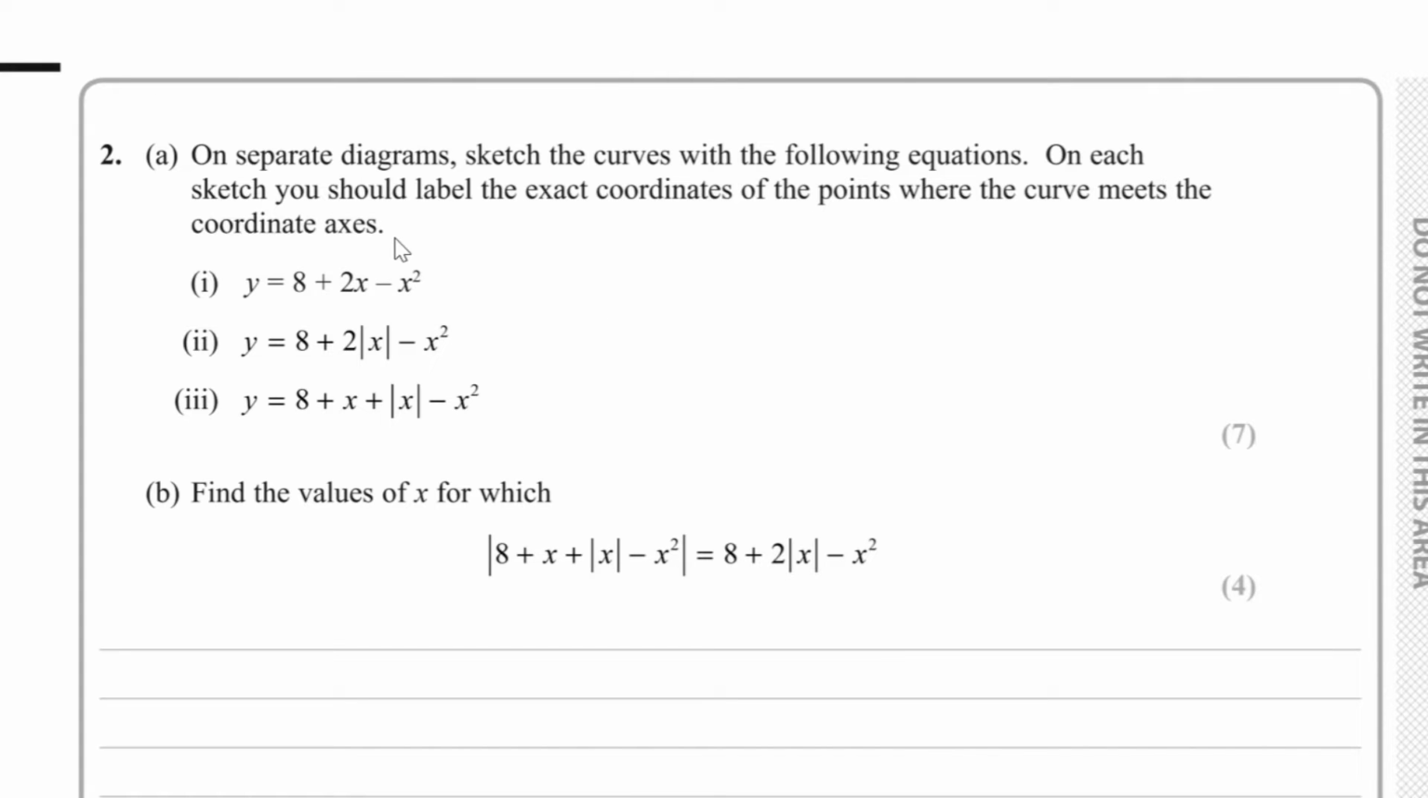Question number 2. For part A, on separate diagrams, we have to sketch the curves with the following equations. On each sketch, you should label the exact coordinates of the points where the curve meets the coordinate axis. For the first part, we have to sketch the graph of y equals 8 plus 2x minus x squared.